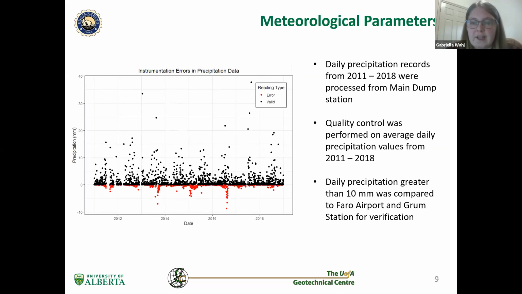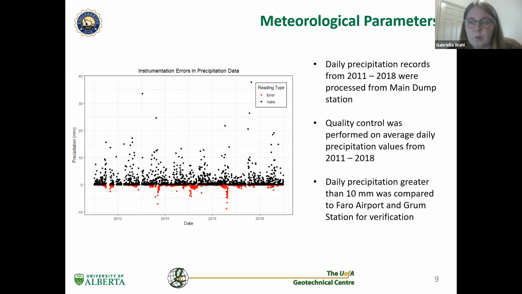And so once I had completed the analysis of laboratory results, I started to look at the meteorological data that's needed to input into the soil atmosphere models. So daily and hourly precipitation records from 2011 to 2018 were available, and these were directly measured on the main dump itself, about 100 meters from our test locations.